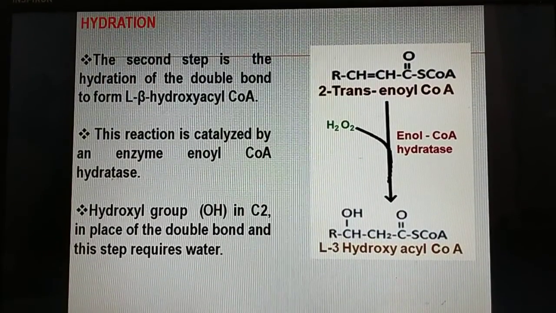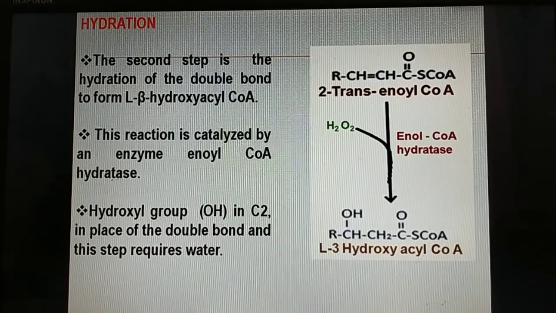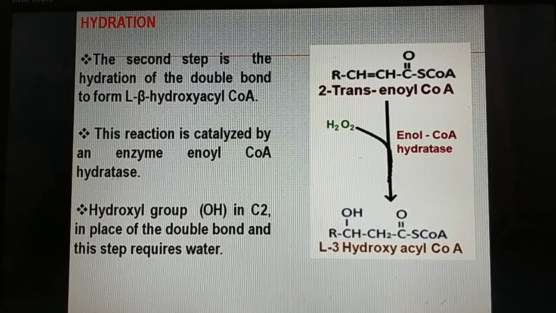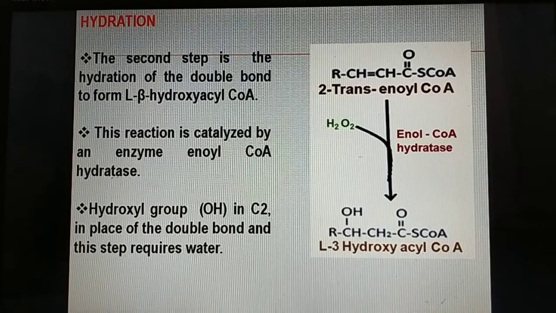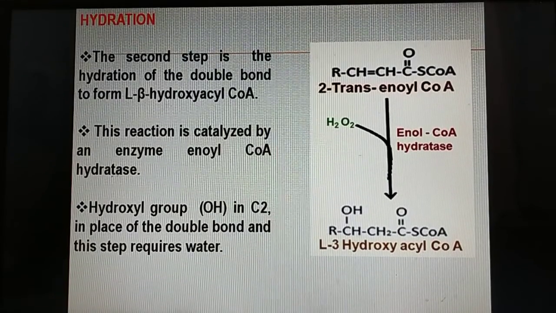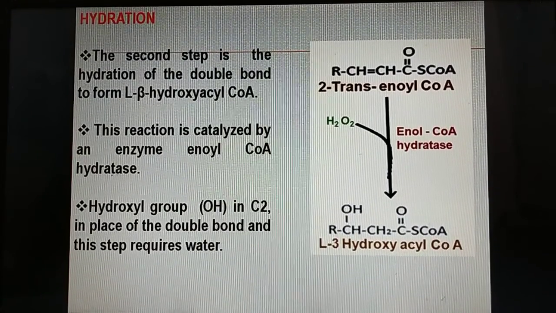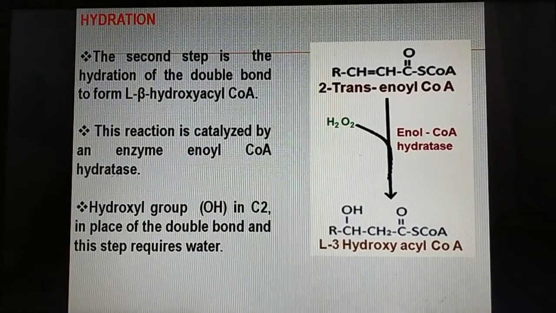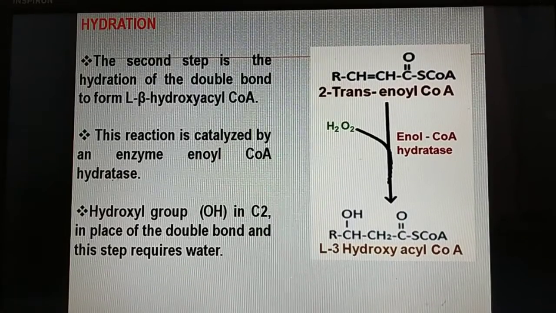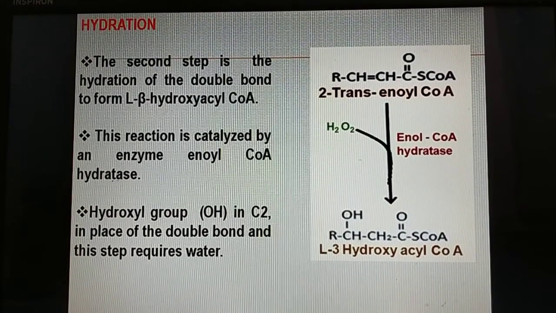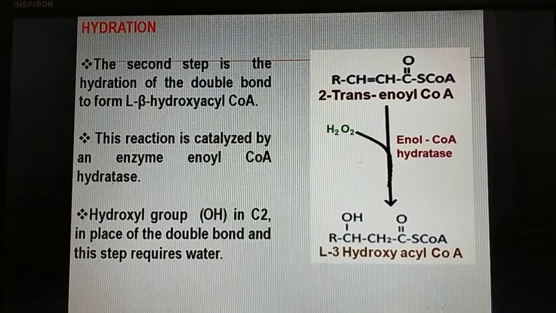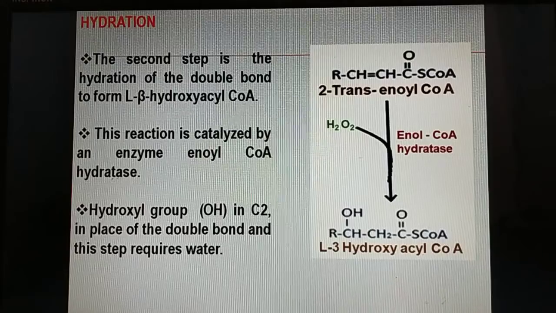Hydration. The second step is the hydration of the double bond to form beta hydroxyacyl coenzyme A. This reaction is catalyzed by the enzyme enoyl coenzyme A hydratase, which places a hydroxy group on carbon number 2 in place of the double bond, and this step requires water. Here the trans-enoyl coenzyme A is converted into hydroxyacyl coenzyme A in the presence of enoyl coenzyme A hydratase.